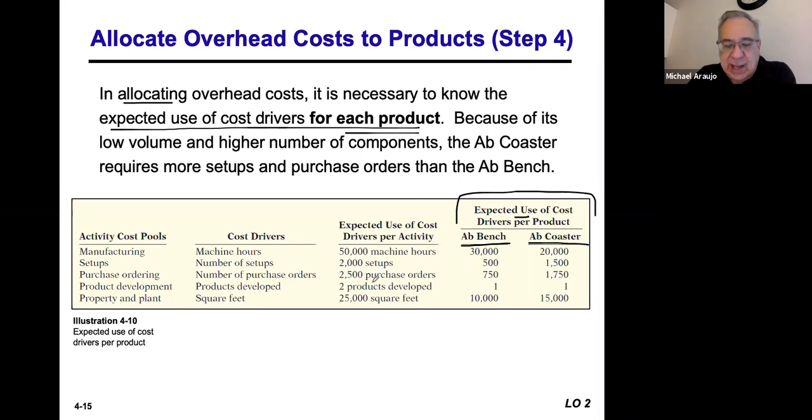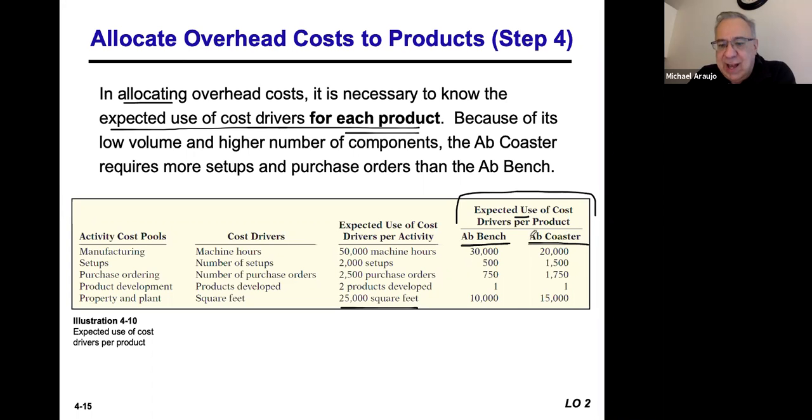Purchase orders. Well, it looks like the ab coaster is also a more complex product in terms of its ordering. And so of the 2,500 purchase orders that were done, only 750 were for the ab bench, 1,750 were for the ab coaster. 2 products were developed, 1 each, no problem. Of the 25,000 square feet that's necessary, 10,000 square feet is allocated for the ab bench production. 15,000 of the 25,000 square feet is for the ab coaster production.